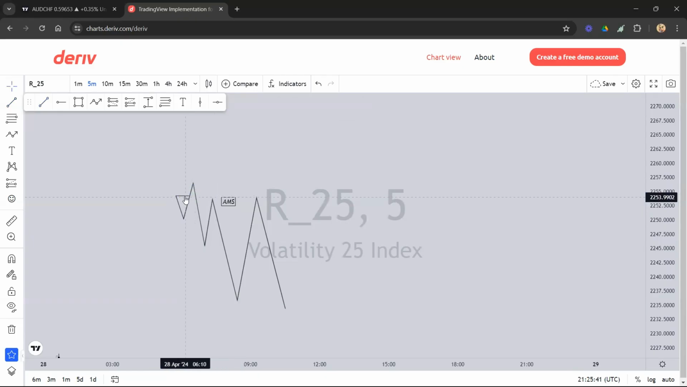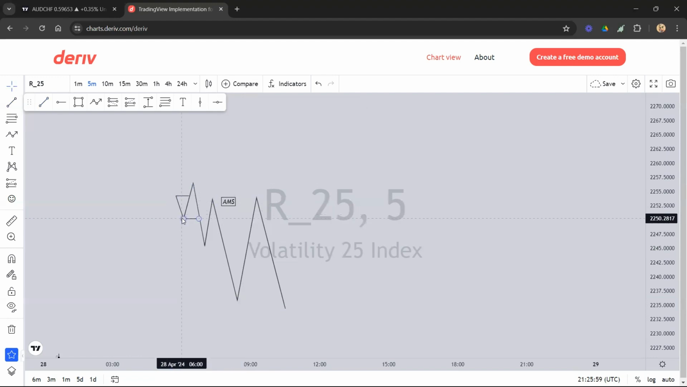All right, so this is what we call a sweep of liquidity. Now, when markets broke this high, what did it do? I hope you are with your pen and paper. It formed what we call a break of structure.